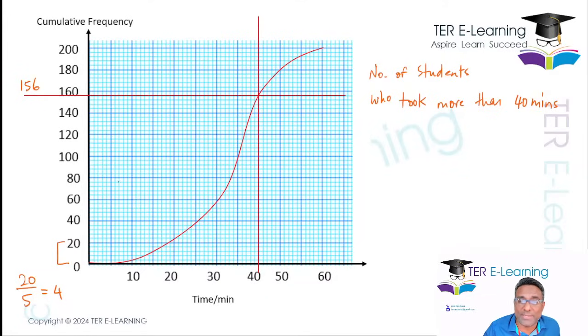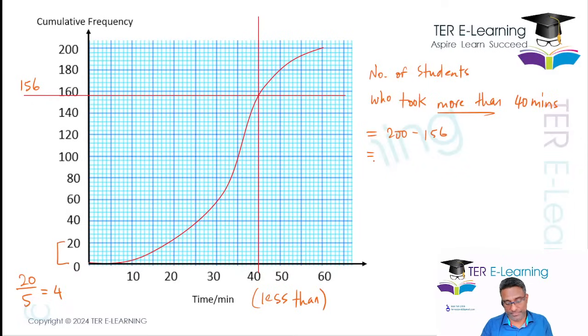That's how many students. But a cumulative frequency curve always gives us less than. So when you see a question asking you for more than, you have to be very careful. You got 156, so you're going to have to take 200 minus 156, and that's going to give you about 44. Now remember, this is going to vary depending on how you read it off.